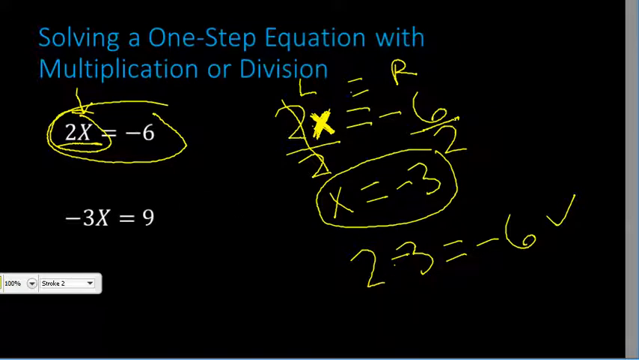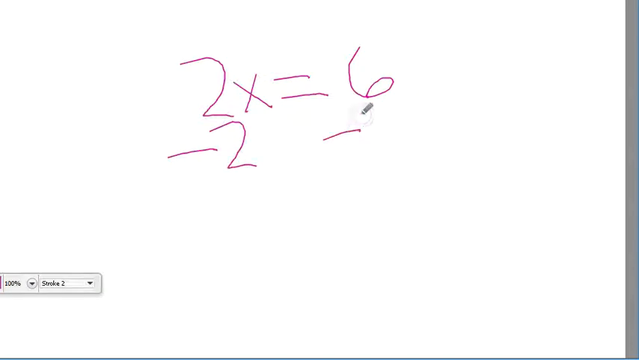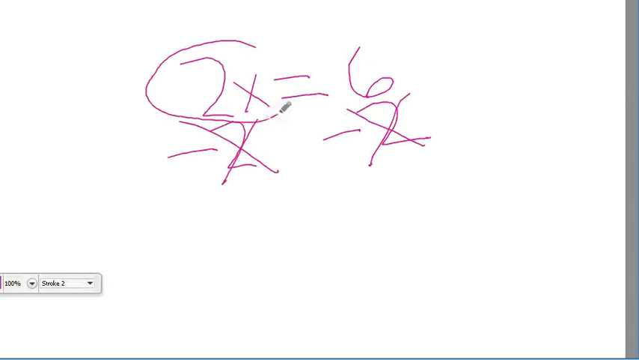Okay, now I'm going to show you something that happens all of the time in my math class. I have kids all of the time do this. 2 times x equals 6, and they try and get rid of the 2 by doing a subtract 2. Okay, but this does not work. Subtraction does not undo multiplication. So if you want to undo a multiplication, you have to use division.